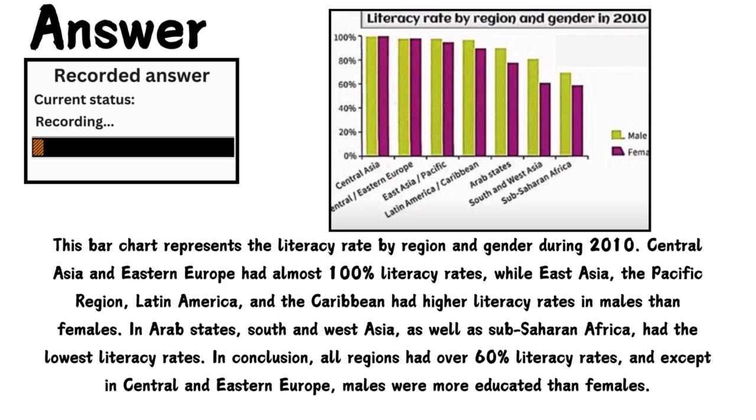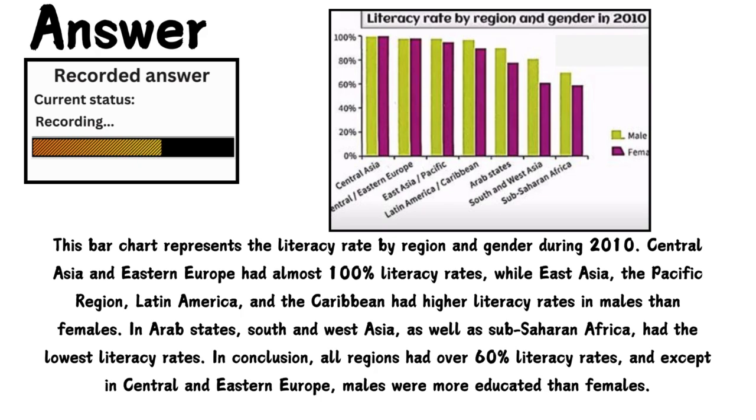This bar chart represents the literacy rate by region and gender during 2010. Central Asia and Eastern Europe had almost 100% literacy rates, while East Asia, the Pacific region, Latin America, and the Caribbean had higher literacy rates in males than females.